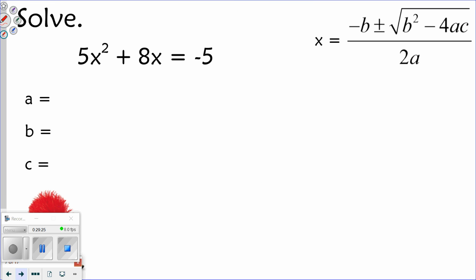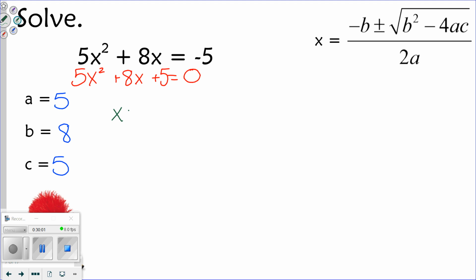All right, so let's look at the next one. What do you want to do first? Good, we'll set it equal to 0. 5x squared plus 8x plus 5 equals 0. Oh, I totally didn't write the 5. All right, what's my A? My B? My C? Well, these are easy numbers to work with.